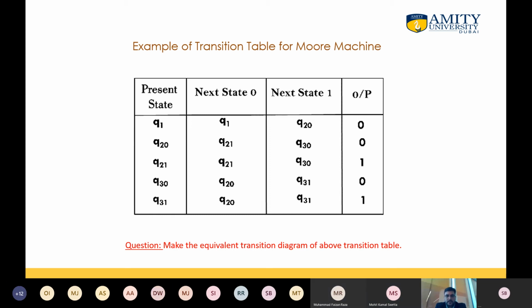You will have 5 states: Q1 slash 0 is the first state, Q2 0 slash 0 is the second state, Q2 1 slash 1 will be the third state, Q3 0 slash 0 will be the fourth state, Q3 1 slash 1 will be the fifth state. And then with Q1 state and 0 input, you will go to Q1. With Q1 and 1 input, you will go to Q2 0. So complete this.